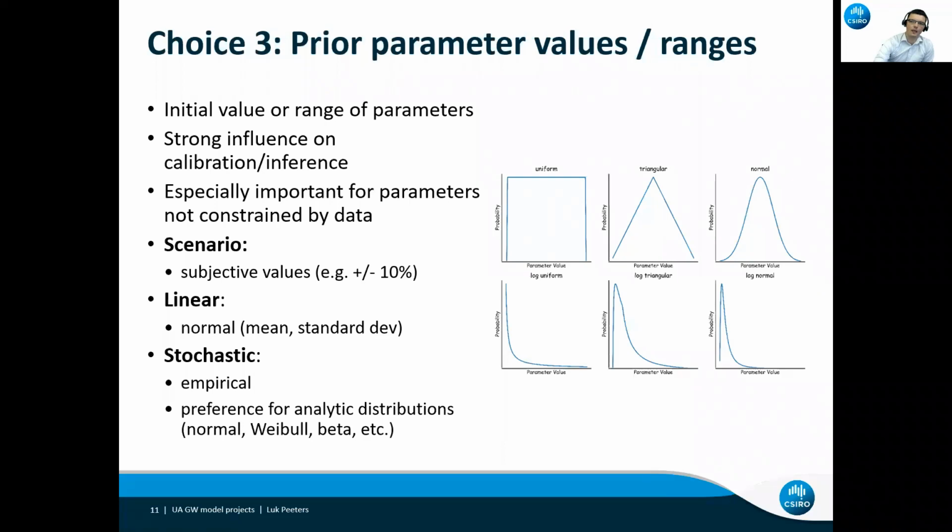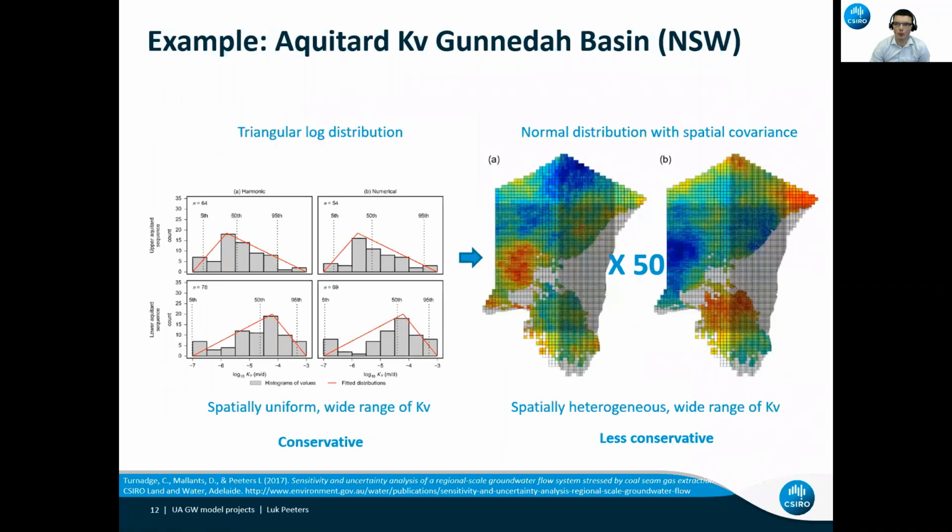Just a bit of an example again on prior information. This is from a project that we did last year, where we were interested in the vertical conductivity of an aquitard in New South Wales. We used bore log data to estimate these KV values. We had about 60 values. Now, if you look at the histograms on the left, you see that they can't really be captured in a traditional normal or lognormal distribution. So in this case, we just described them as a triangular distribution.